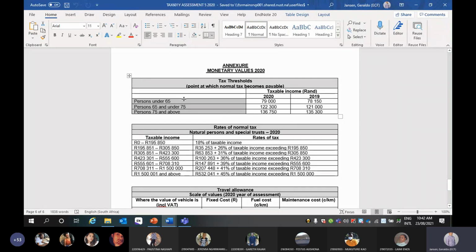So for individuals, guys, there are 3 categories of taxpayers, which is persons under 65 years. In South Africa, the retirement age is 65 years. So there are people under 65 years. Then there are persons 65 but under 75 years, and then there are persons 75 and above.